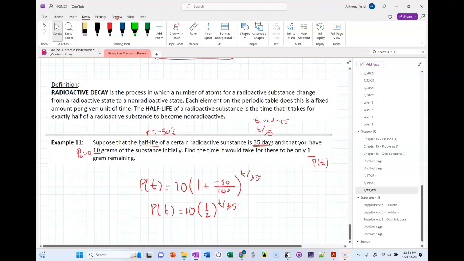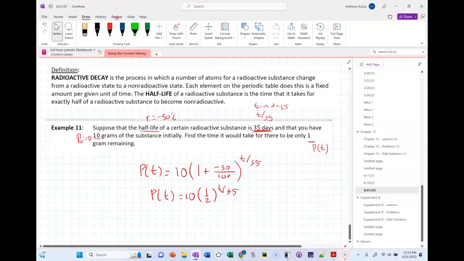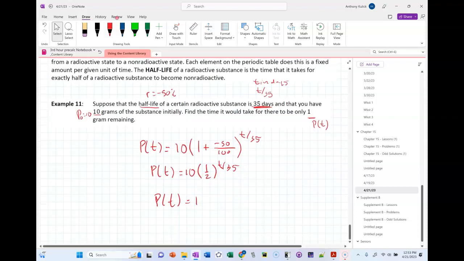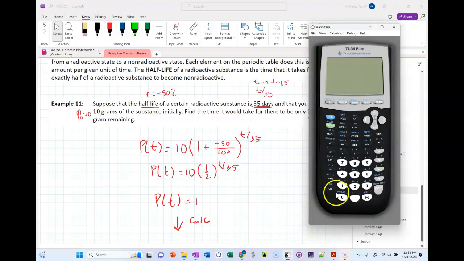And the last part of it says find the time for there to be 1 gram remaining. So I'm just going to solve P of t equal to 1. And again, we're just using the calculator. But it's basically the same thing all over again, right? No big deal.